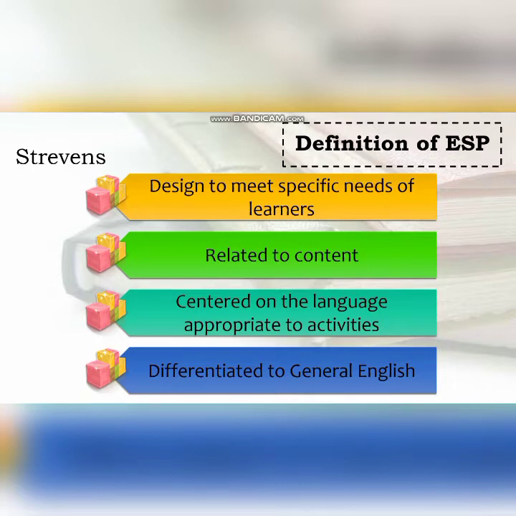The second one is related to content. Since ESP meets the specific needs of learners, it should relate to the content. The students who take English for hotel, the subject of ESP should relate with the terms or the subject related with hotel, for example. And also, the students in a hotel need to learn English, need to be able to communicate using English in oral form.